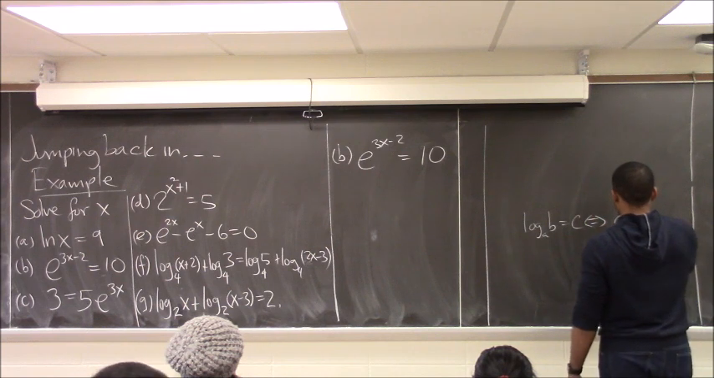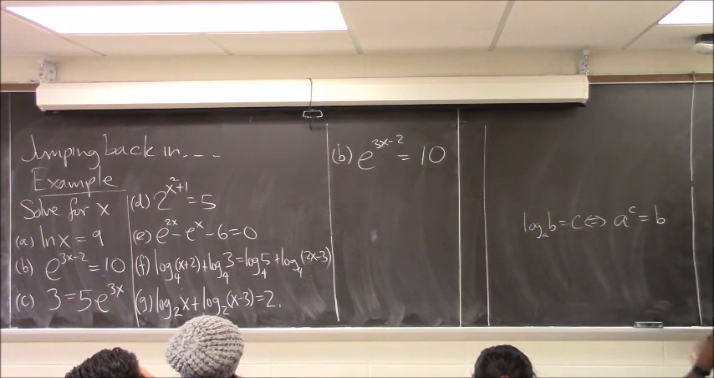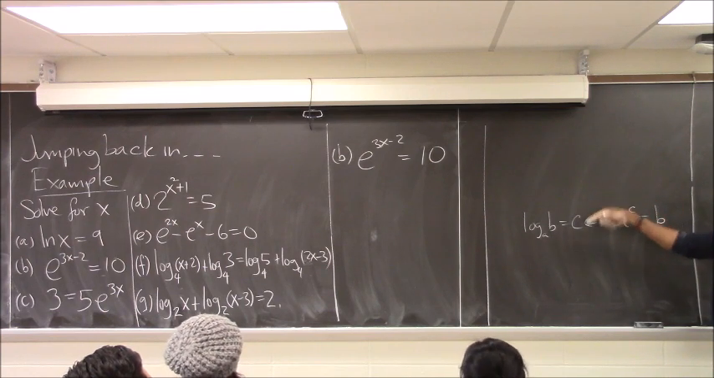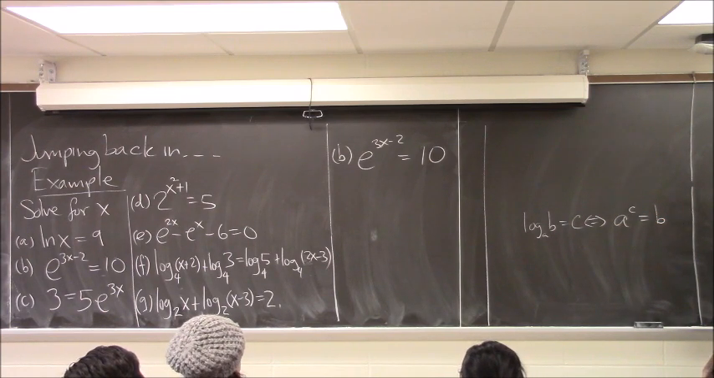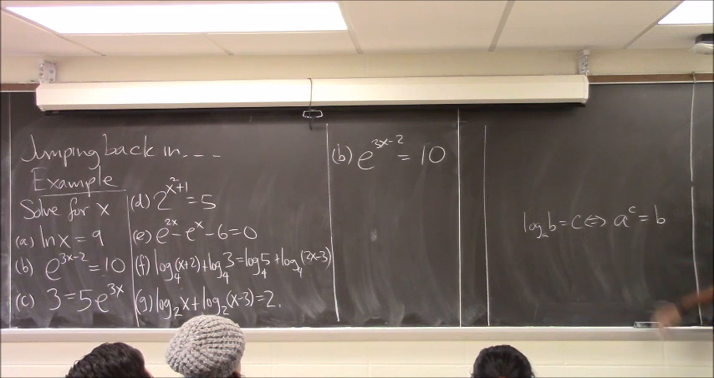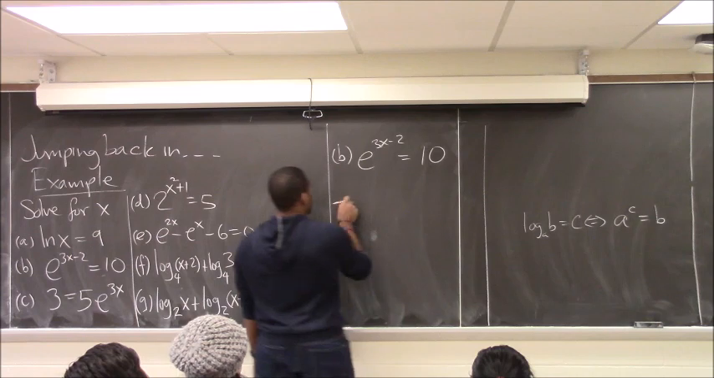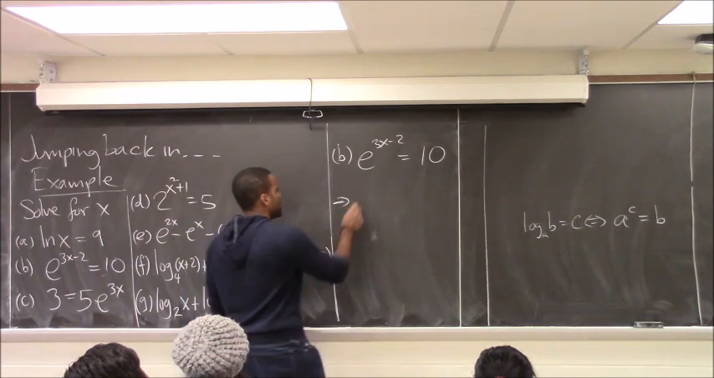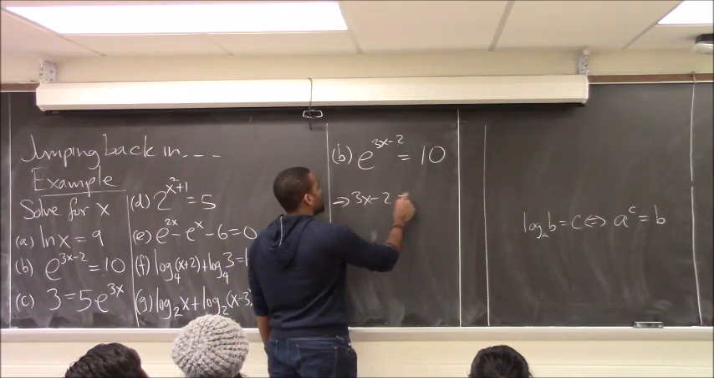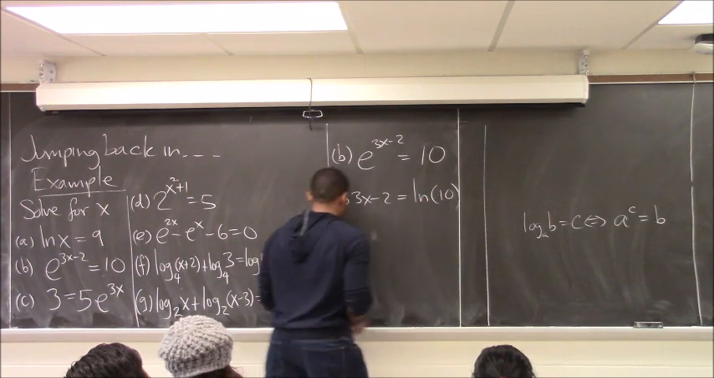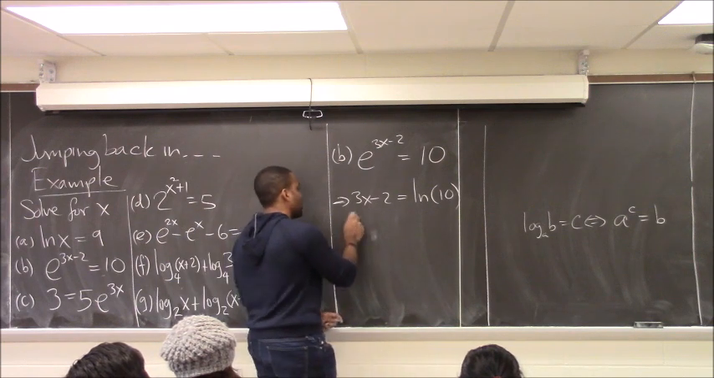This happens if a raised to the c equals b. Yes, on this one, you have this side, and you probably want to go to that side. So what does that mean? We can go back to ln. Now, the base is e, so what does this actually mean? This means 3x minus 2 is equal to log to the base e of 10. So this is by rule 1.